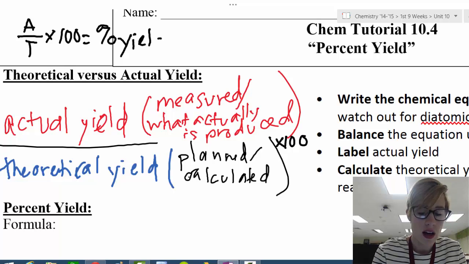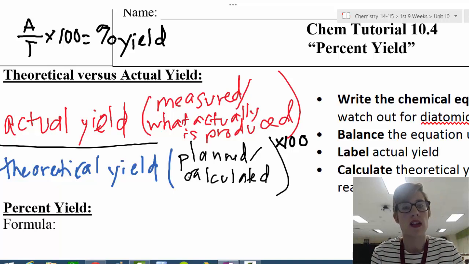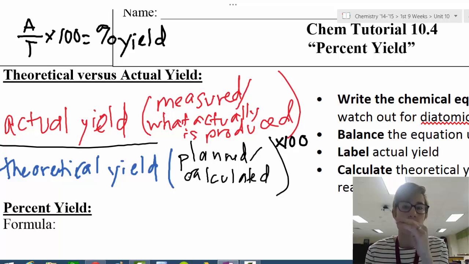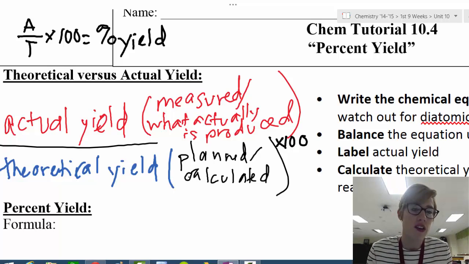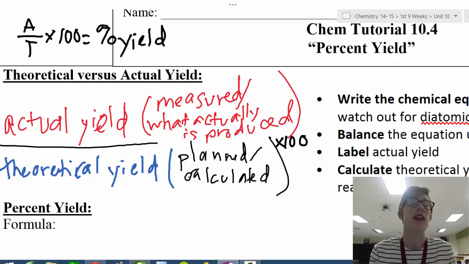That'll tell you, it's kind of like your grade for how well you did what you were supposed to do. For example, if my percent yield was 95% of what I was supposed to make, that's really good. But if it was 35%, that means I only made 35% of what I was supposed to make in the lab. So you can think of it from a grade standpoint, okay? 35 would mean you failed, you didn't produce as much as you were supposed to, and a 95 meant, wow, you did the lab really, really well, you produced what you were supposed to.